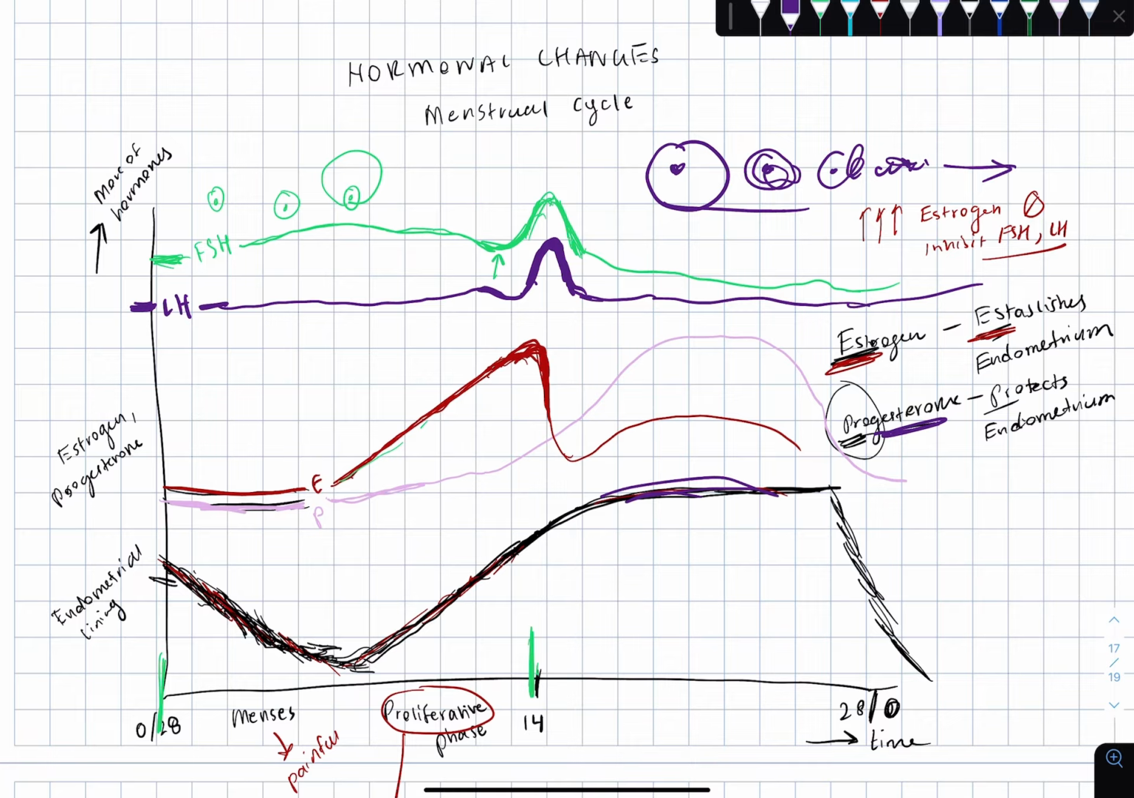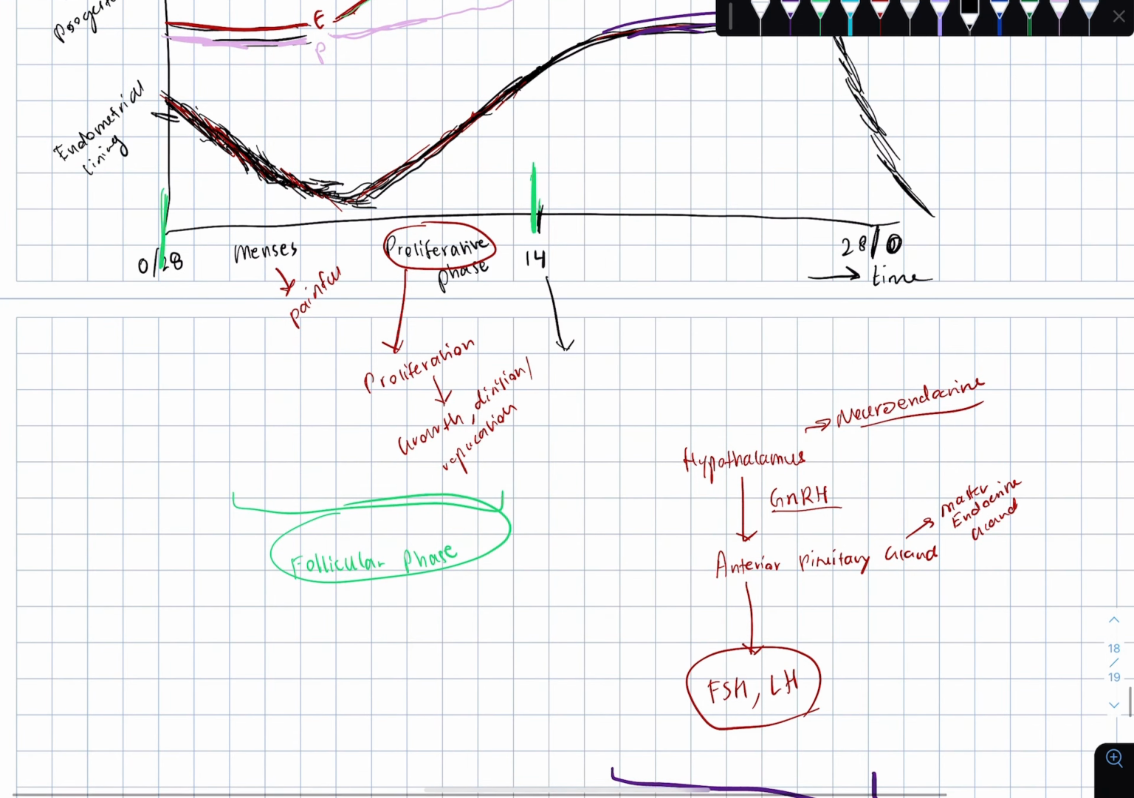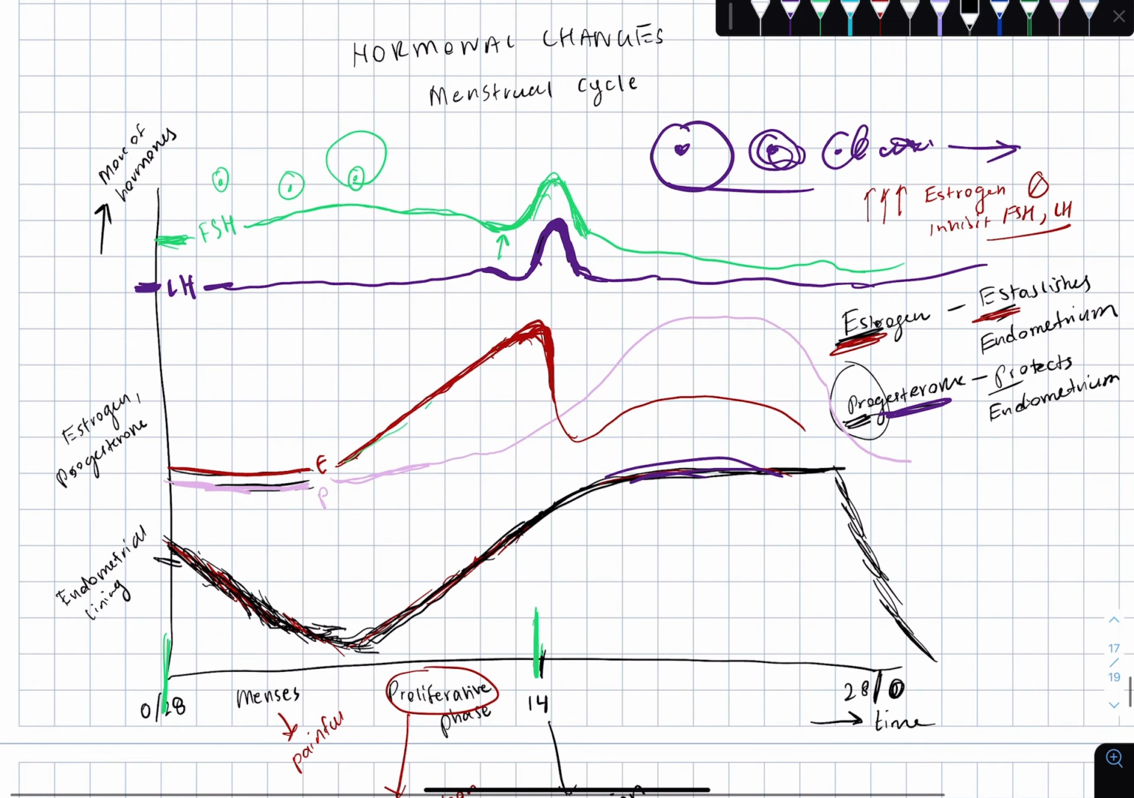Which peak is bigger? That involves what's happening at day 14, because we see these peaks happening at day 14. And day 14 is called ovulation. So this is when ovulation starts to occur. Ovulation is when we release the egg. You know how we had our egg over here? We started growing a follicle around it? Well, ovulation is when that follicle bursts and this egg gets released.